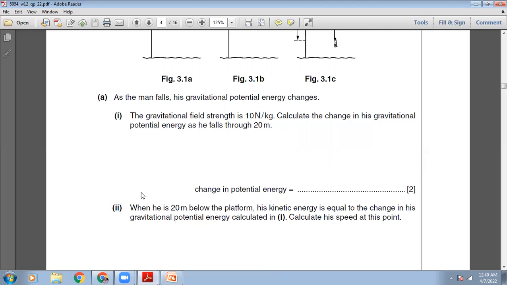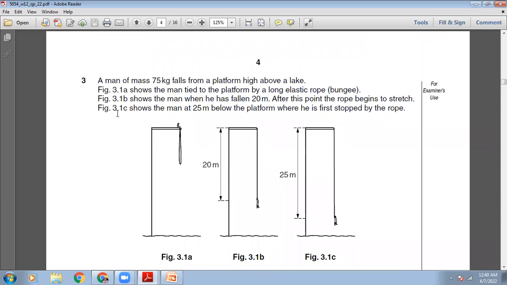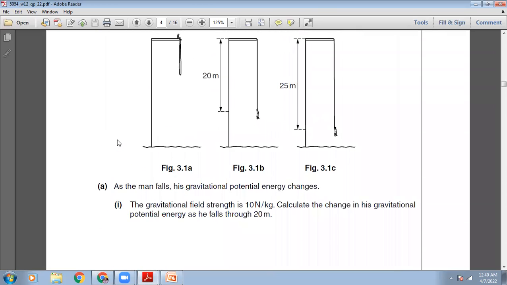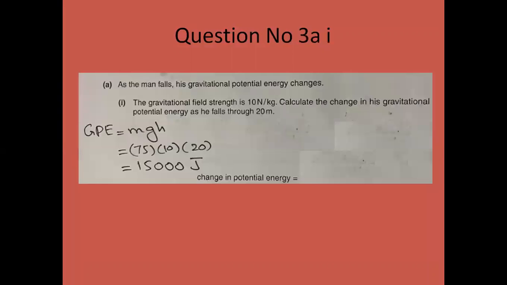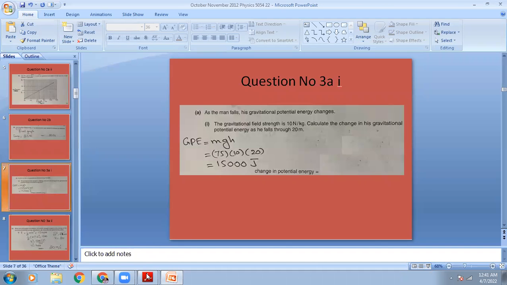So we know the mass of that man, the mass is 75 kg, and we know that he has fallen 20 meter, and the g value is also given. The fall in the gravitational potential energy will be mgh, and very easily we can calculate the loss in the gravitational potential energy. That will be 75 kg multiplied by 10 Newton per kg multiplied by 20 meter. So it will be 15,000 joules. 15,000 joules of energy.